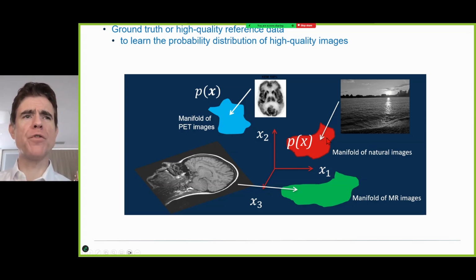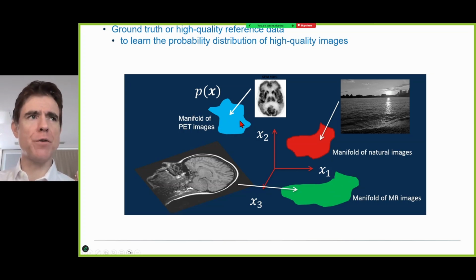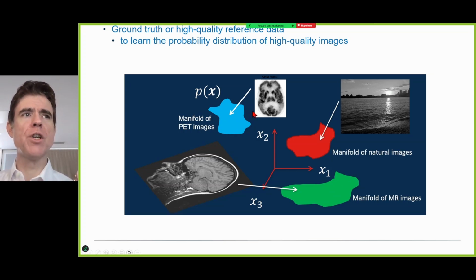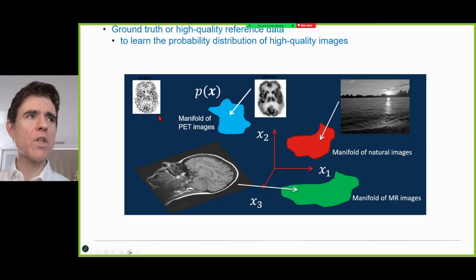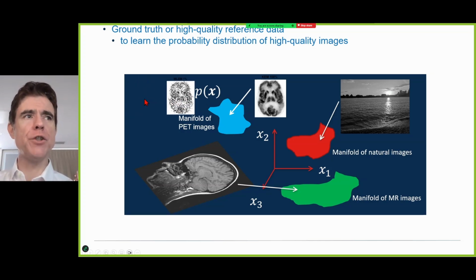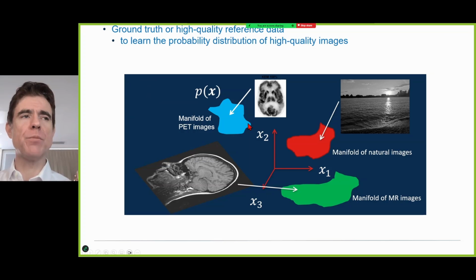So we'd have a manifold for natural images, a manifold for MR images, and then another manifold, some probability density function in that high dimensional vector space for, say, high quality FDG PET images. And then what we're trying to do is take our noisy reconstruction, for example, and effectively try and get that to be somewhere on that high quality manifold. So that's just a very introductory concept of what is often being done in deep learning based reconstruction.